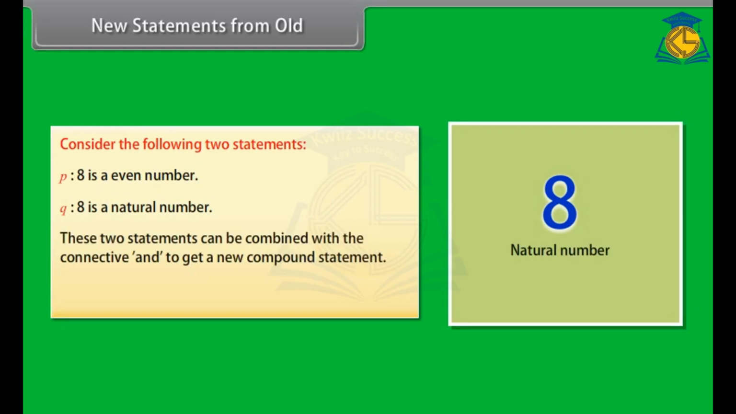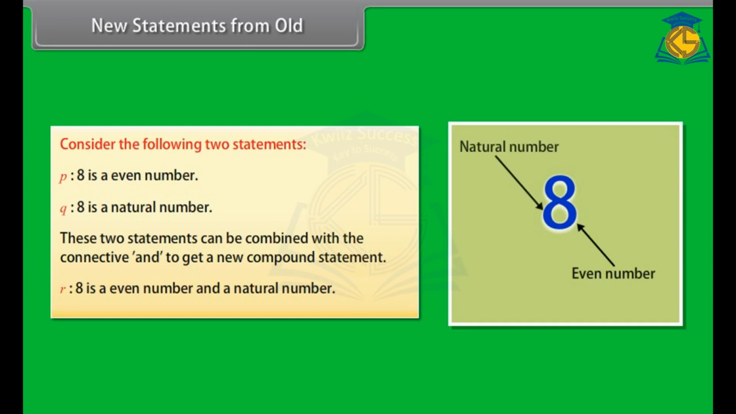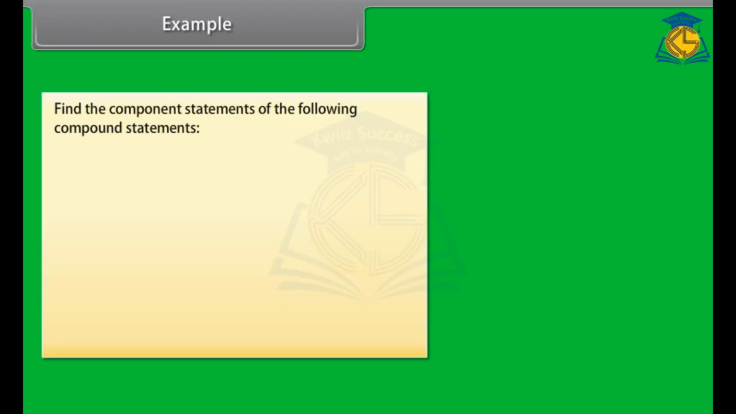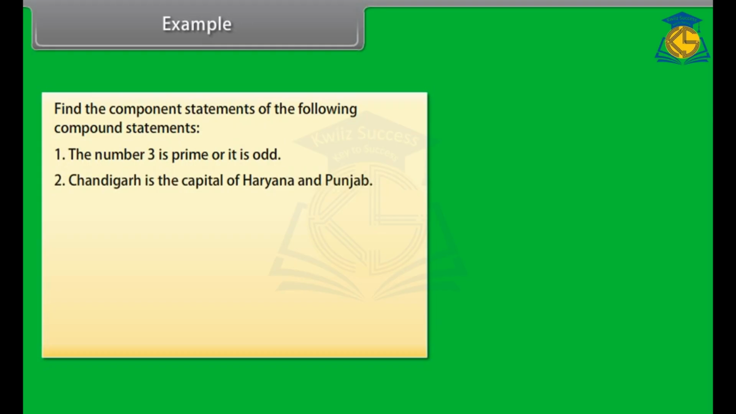These two statements can be combined with the connective "and" to get a new compound statement. R is a statement that 8 is an even number and a natural number. Example: find the component statements of the following compound statements. The number 3 is prime or it is odd. Chandigarh is the capital of Haryana and Punjab.